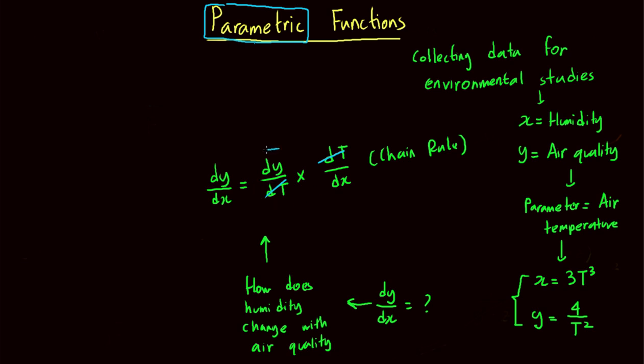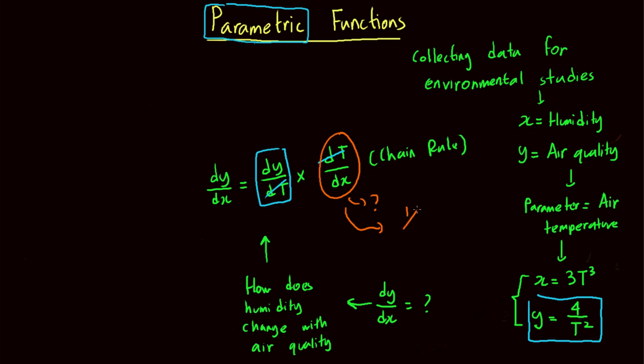And dy dt is very simple. You already have your function y in terms of t, so it's very easy to get. But how about your dt dx? How are you going to get your dt dx? This is where the inverse rule comes in. So dt over dx is basically 1 over dx dt. This is your inverse rule.